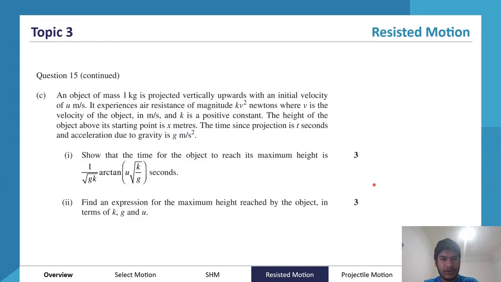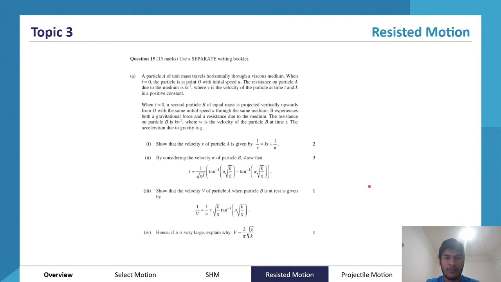But they're quite similar, but the second one's a bit more interesting. So I have particle A of unit mass traveling horizontally through a viscous medium. When t equals 0, the particle is at point O with initial speed u. The resistance on particle A due to the medium is kv squared, where v is the velocity of the particle at time t and k is the positive constant.